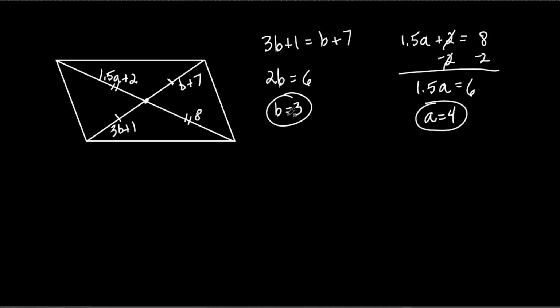Now, if A was equal to 4, I could put it in here, right? And then I could see that this would be 1.5 times 4 is 6, plus 2 is 8. Yep, they're equal to each other. If I put a 3 in for this, 3 plus 7 is 10. Put a 3 in for this, 3 times 3 is 9 plus 1 is 10. This is 10, this is 10, so they are equal to each other. We good? All right.